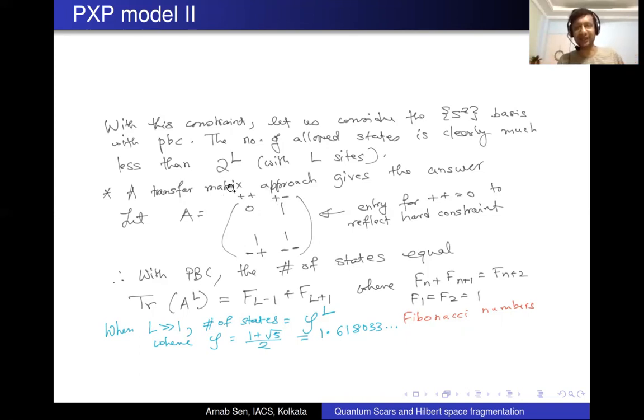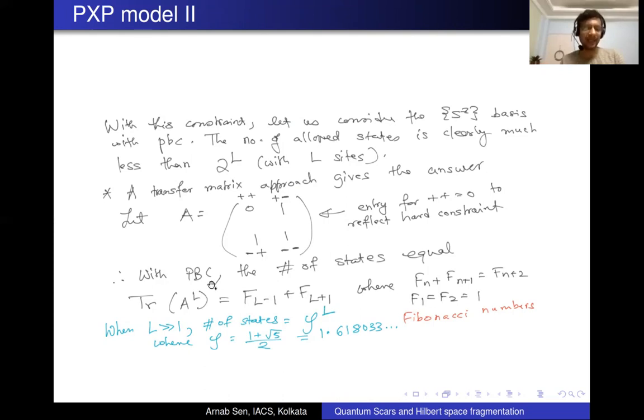So now if I ask you, can you give me the exact count of this? I have sort of indicated how to get this. You can actually do this counting by a simple transfer matrix approach. And basically you can just write the exact answer for a ring with capital L sites. The exact answer is that the number of allowed states in your Hilbert space for a system with capital L spins satisfying periodic boundary conditions goes as the sum of two Fibonacci numbers, F_(L-1) and F_(L+1). And this is how Fibonacci numbers are defined. This is the usual rule in which Fibonacci numbers are defined.